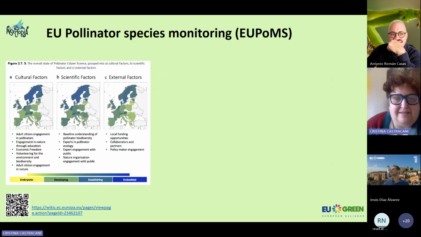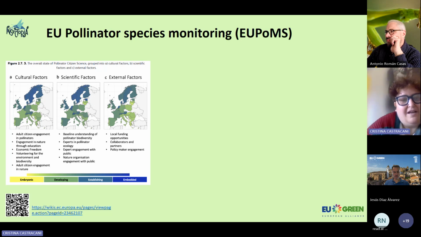In this proposal, some interesting data are presented. For example, here you have an analysis of the state of what they call pollinator citizen science in Europe. You can see that in several countries, citizen science on pollinators is at the developing level, and in some other countries it is at the establishing level. So we can improve, and you can see there are several different factors, cultural, scientific, and external, that were used to design these different maps.